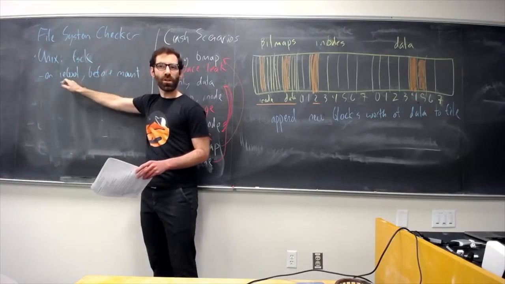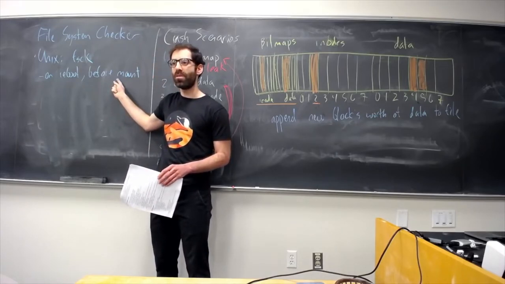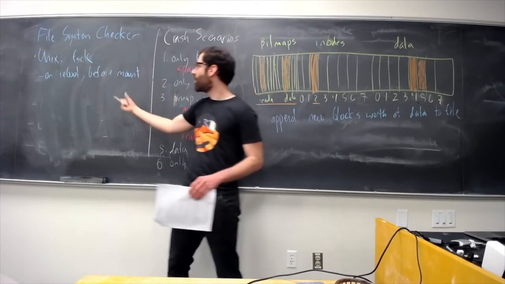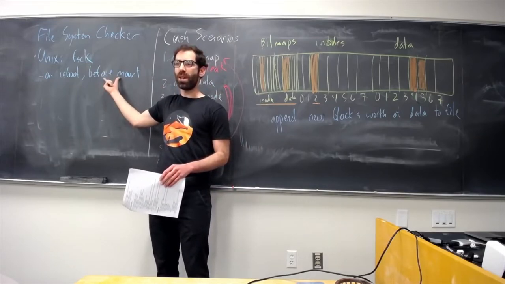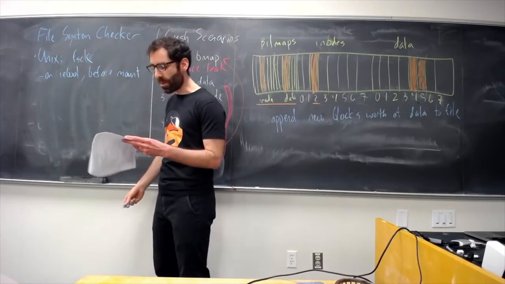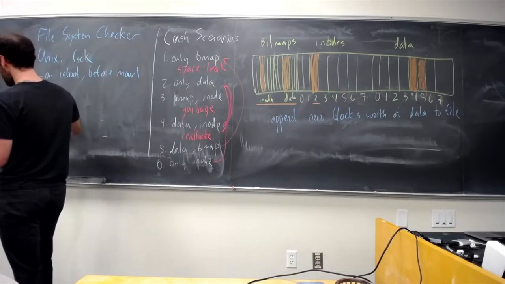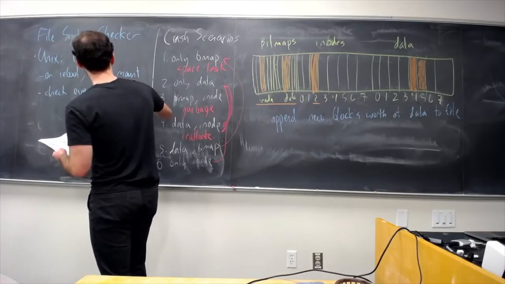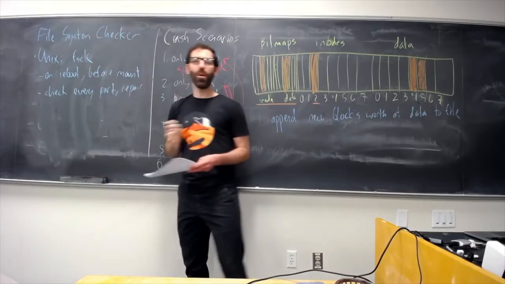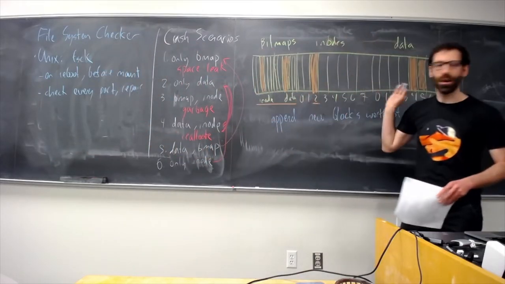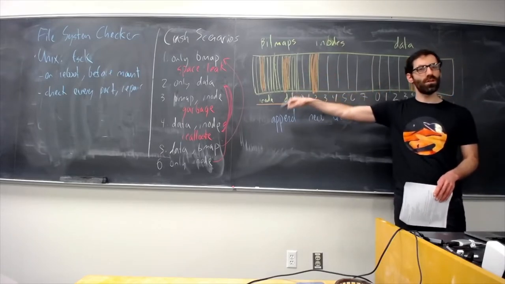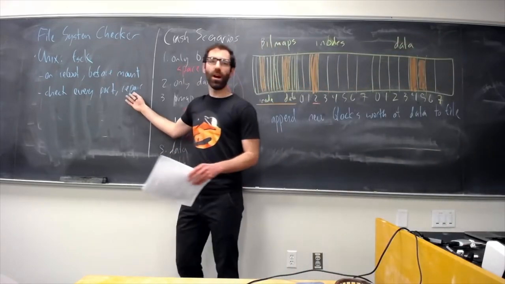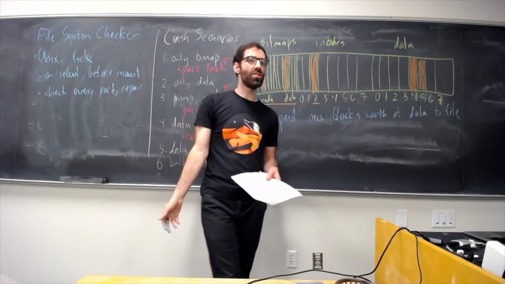It runs when the system reboots after a crash, before the file system is mounted. This just means before the file system is connected to any other part of the system. So this ensures that no other file system operations could be running before this is mounted. And we're just going to check every part of the system. We're going to go through the bitmaps, we're going to go through our inodes, look at the things that they're using, and what the bitmaps say is allocated. Where possible, we're going to repair to restore things to a consistent state.